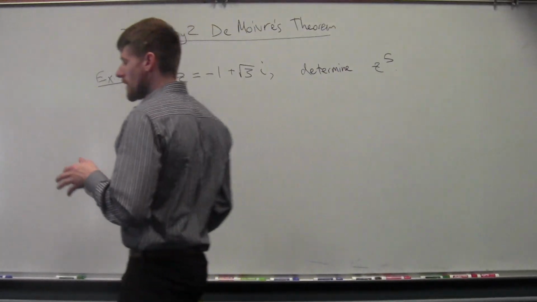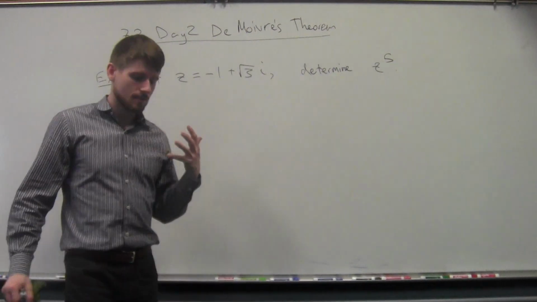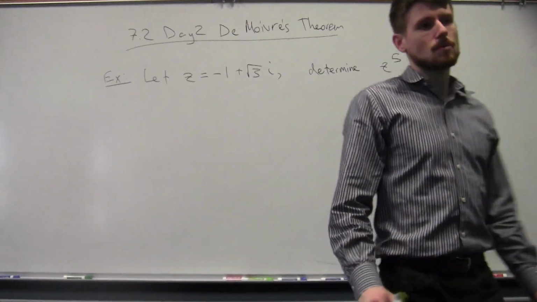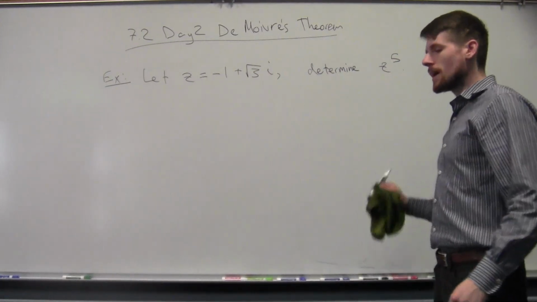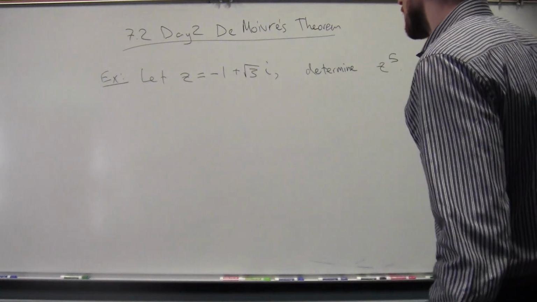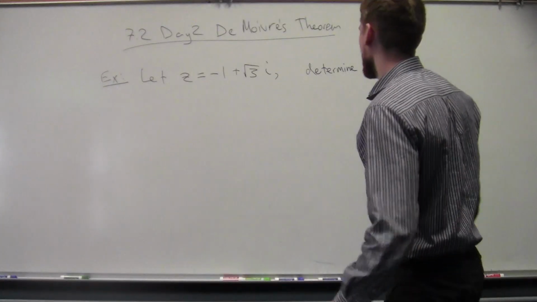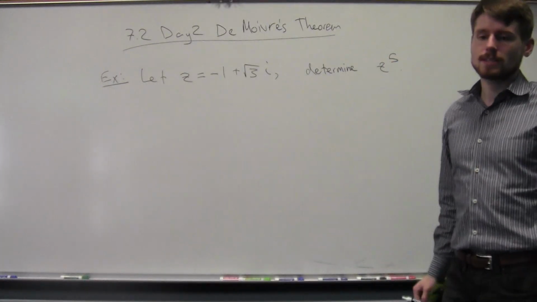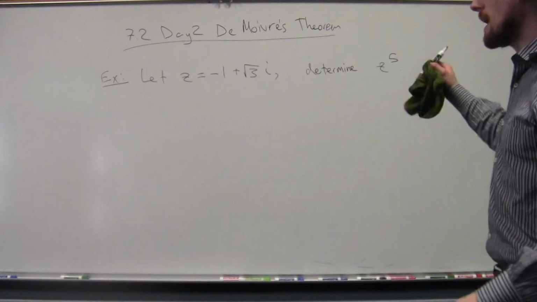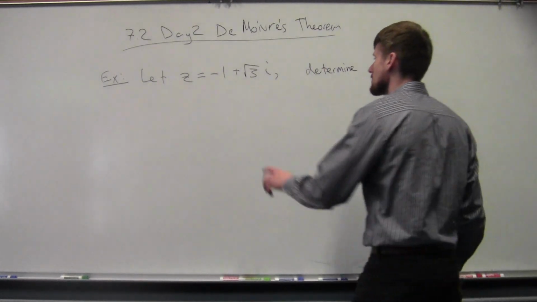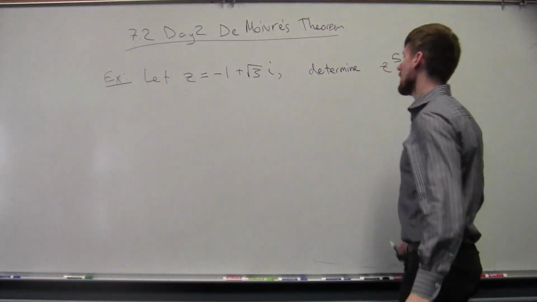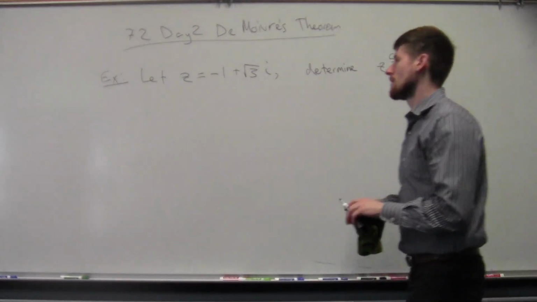Okay, now that we've got a handle on the formula for DeMoivre's theorem and where it comes from, let's apply it for a particular complex number and determine what raising that complex number to a power, say 5, is. So we've got this complex number, -1 plus root 3i, and I want to raise it to the 5th power.